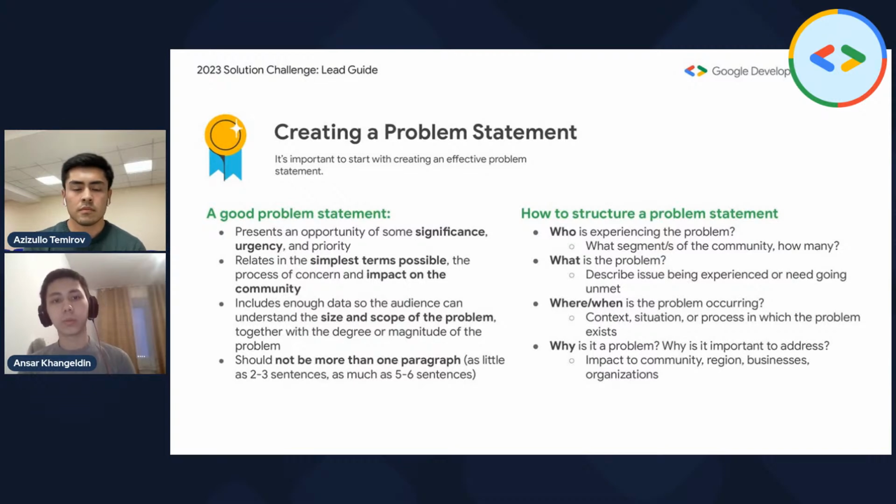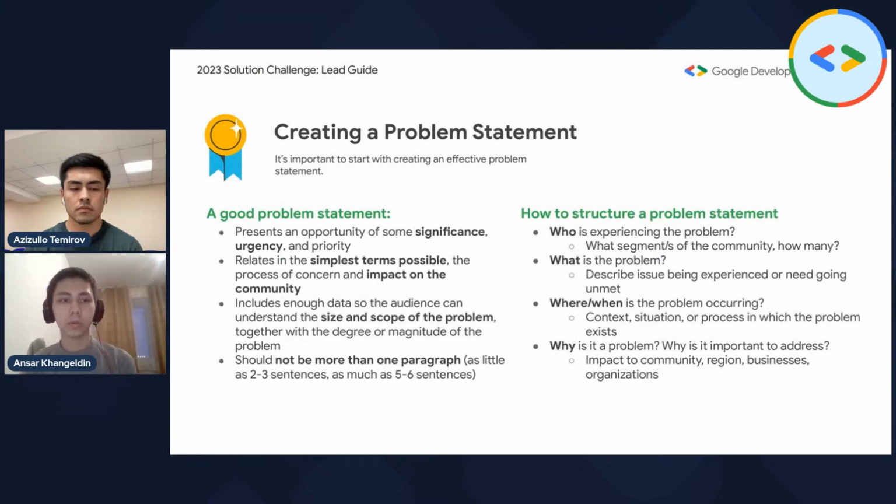This is how you create a good problem statement. A good problem statement starts with your explanation of why this problem is significant. You have to explain the urgency and priority of this problem. You have to talk in the simplest terms possible. You don't have to use very complicated sentences. You have to clearly explain your impact on the community. Also, you have to analyze how big your problem is and tell the size and scope of the problems that you are solving. You have to explain it in two, three, or maximum five, six sentences.